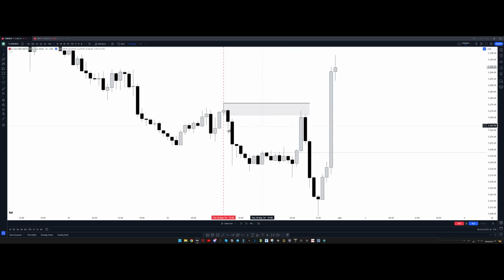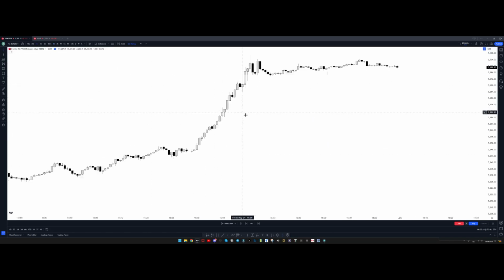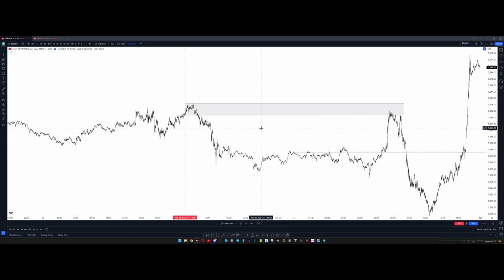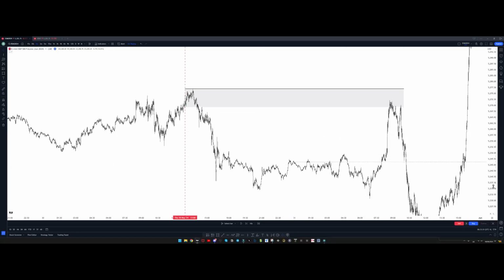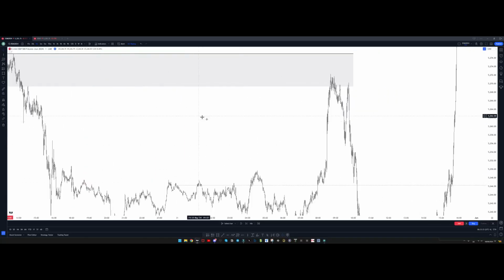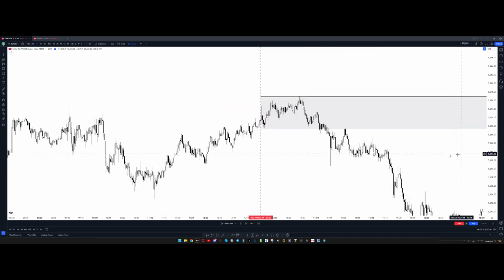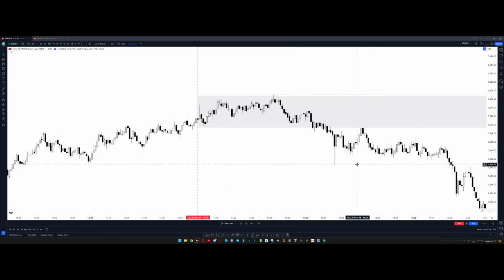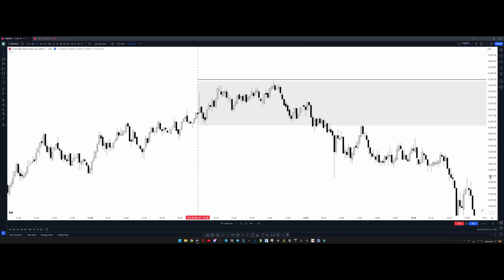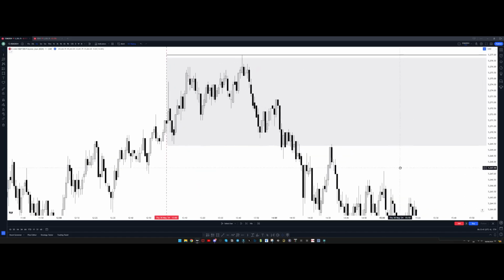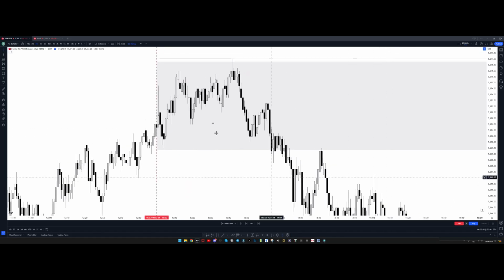I'm already anticipating there'll be a unicorn inside the wick of the hourly. Look for the most obvious one. This is very clean. This is a real unicorn, by the way, guys. Look, and this would have been a high probability trade as well. So we'll just investigate this right now.